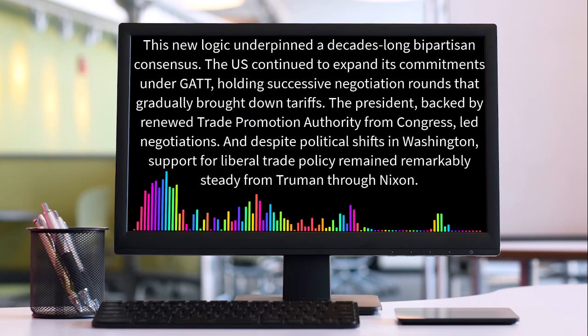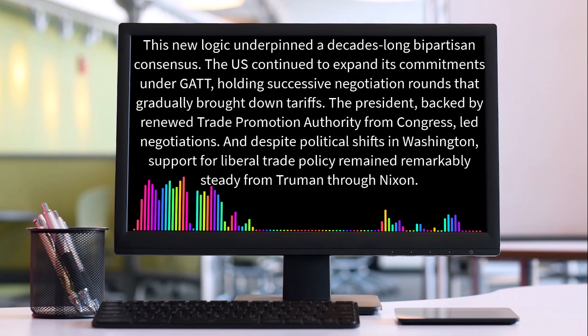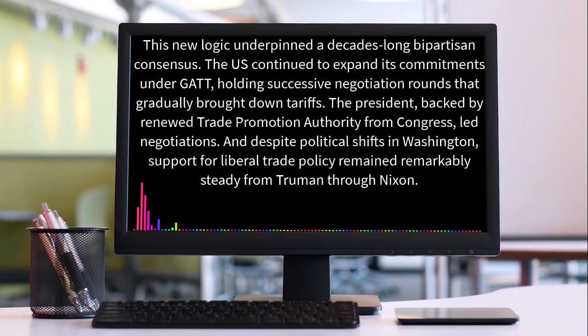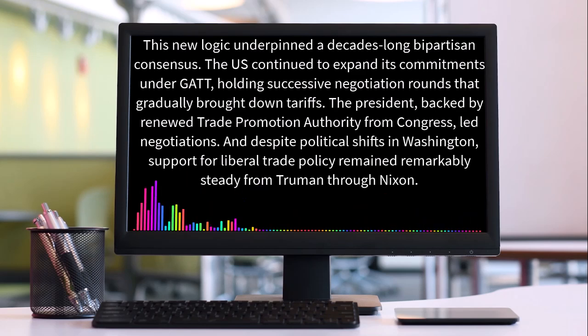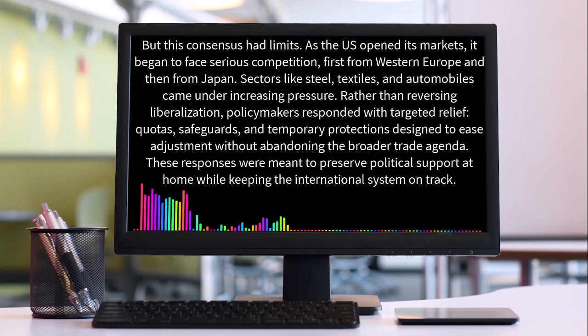The U.S. continued to expand its commitments under GATT, holding successive negotiation rounds that gradually brought down tariffs. The president, backed by renewed trade promotion authority from Congress, led negotiations. And despite political shifts in Washington, support for liberal trade policy remained remarkably steady from Truman through Nixon. But this consensus had limits.